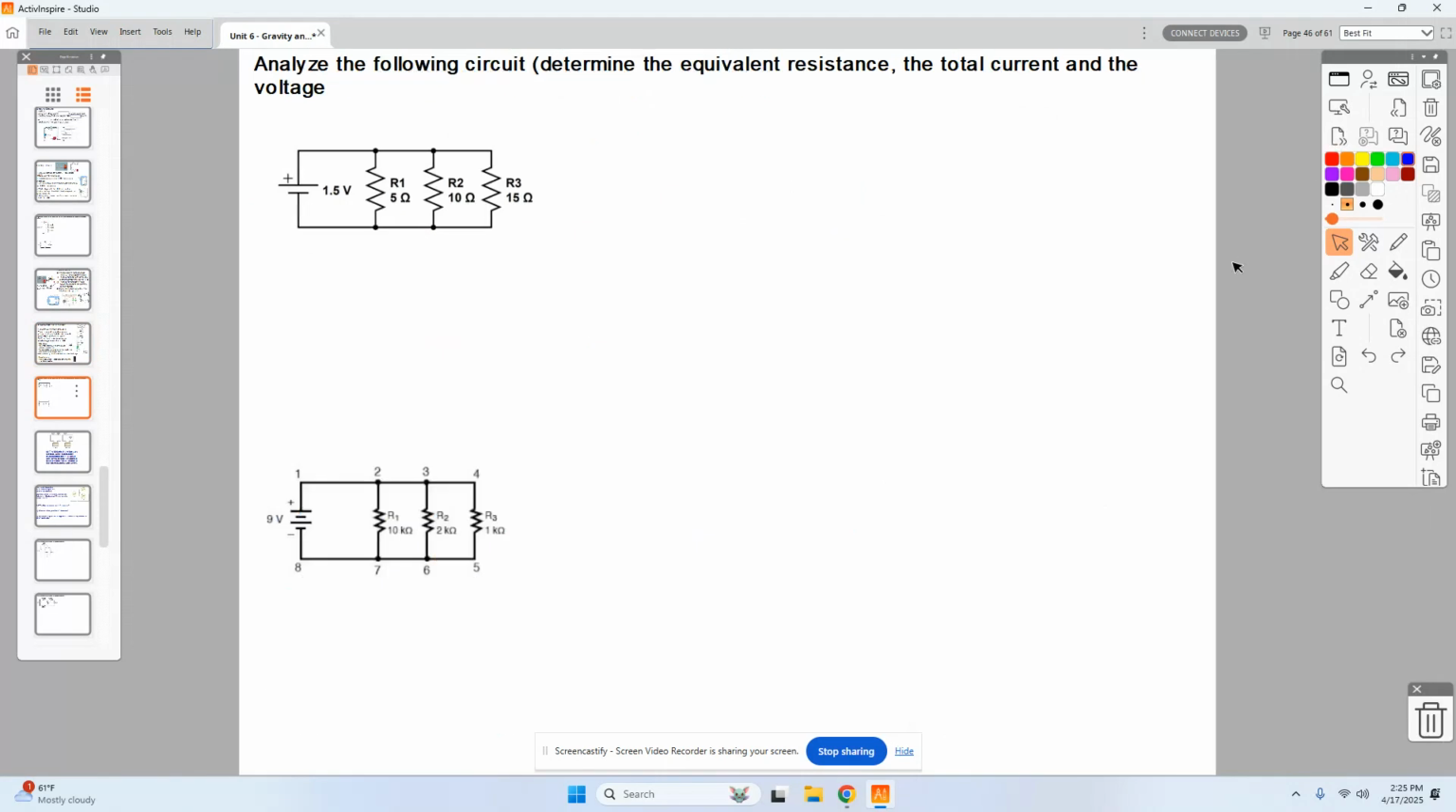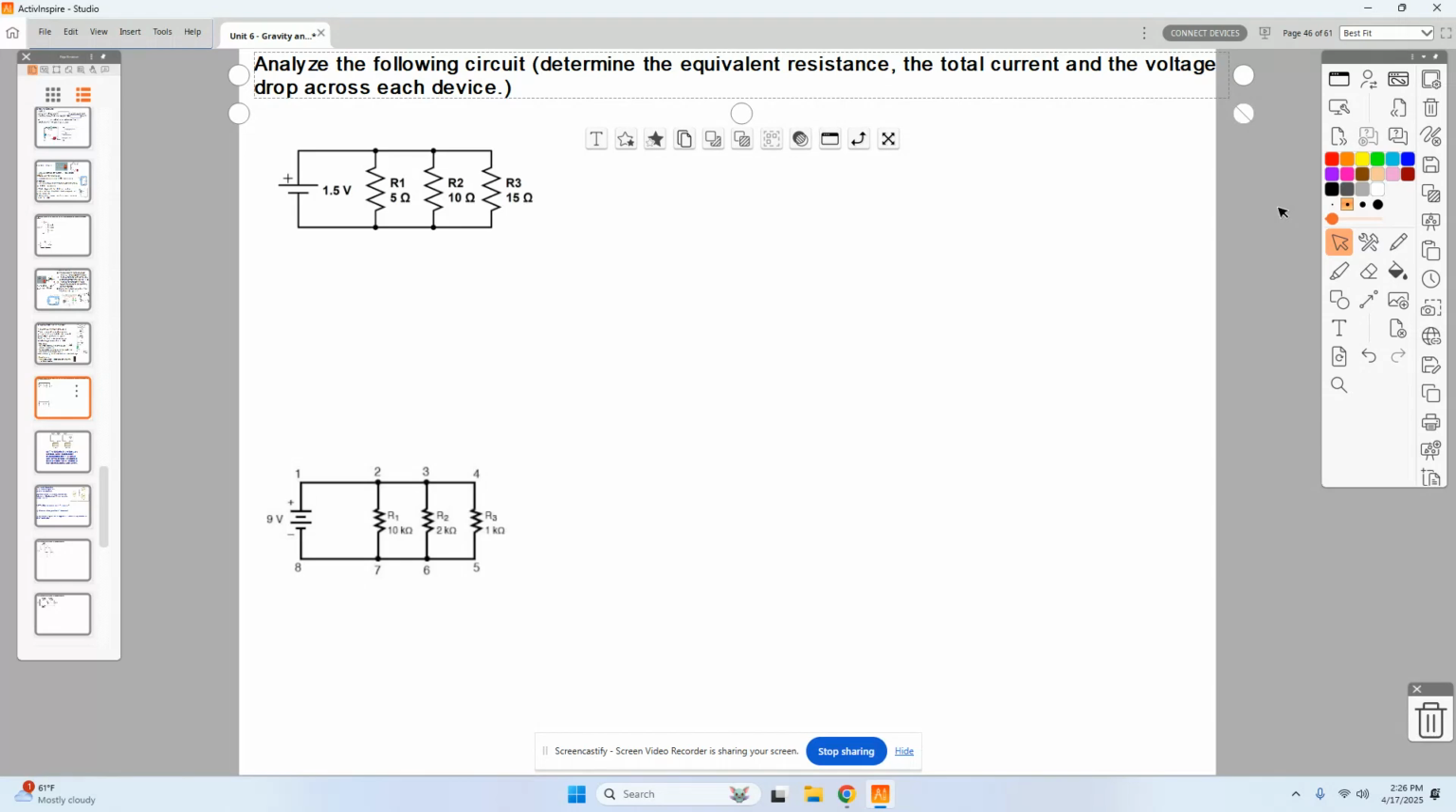Okay, I'm going to show you guys how to do a couple of problems via doing an analysis here, and then we'll give you guys a few problems to try on your own. All right, let's take a quick look at this one. Again, the copy that I gave you guys did not include all the words there. It's supposed to be: analyze the following circuit, determine the equivalent resistance, the total current, and the voltage drop across each device. Sorry that didn't all make it on there. Here I have a 1.5 volt battery connected up to a 5 ohm, 10 ohm, and 15 ohm resistor that are wired in parallel.